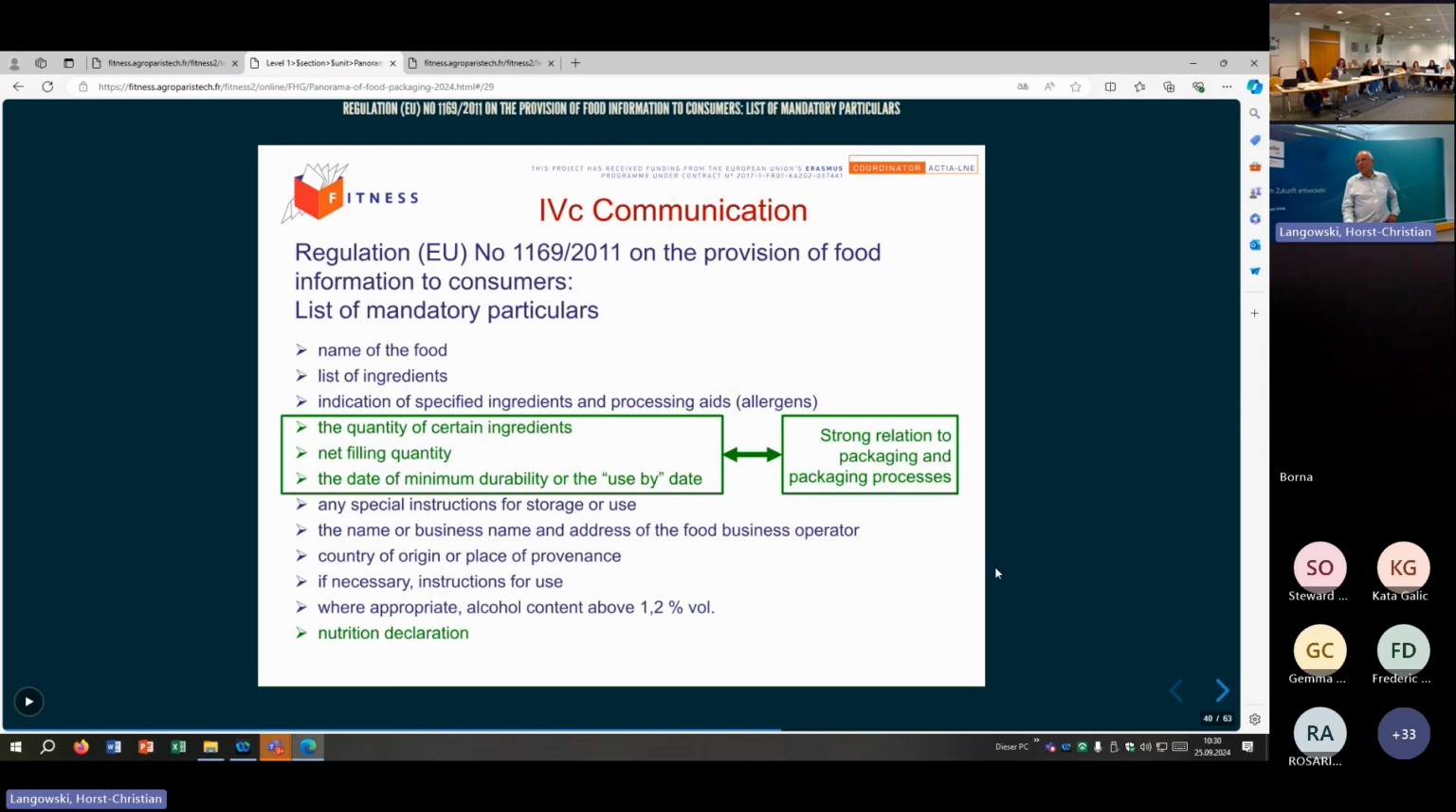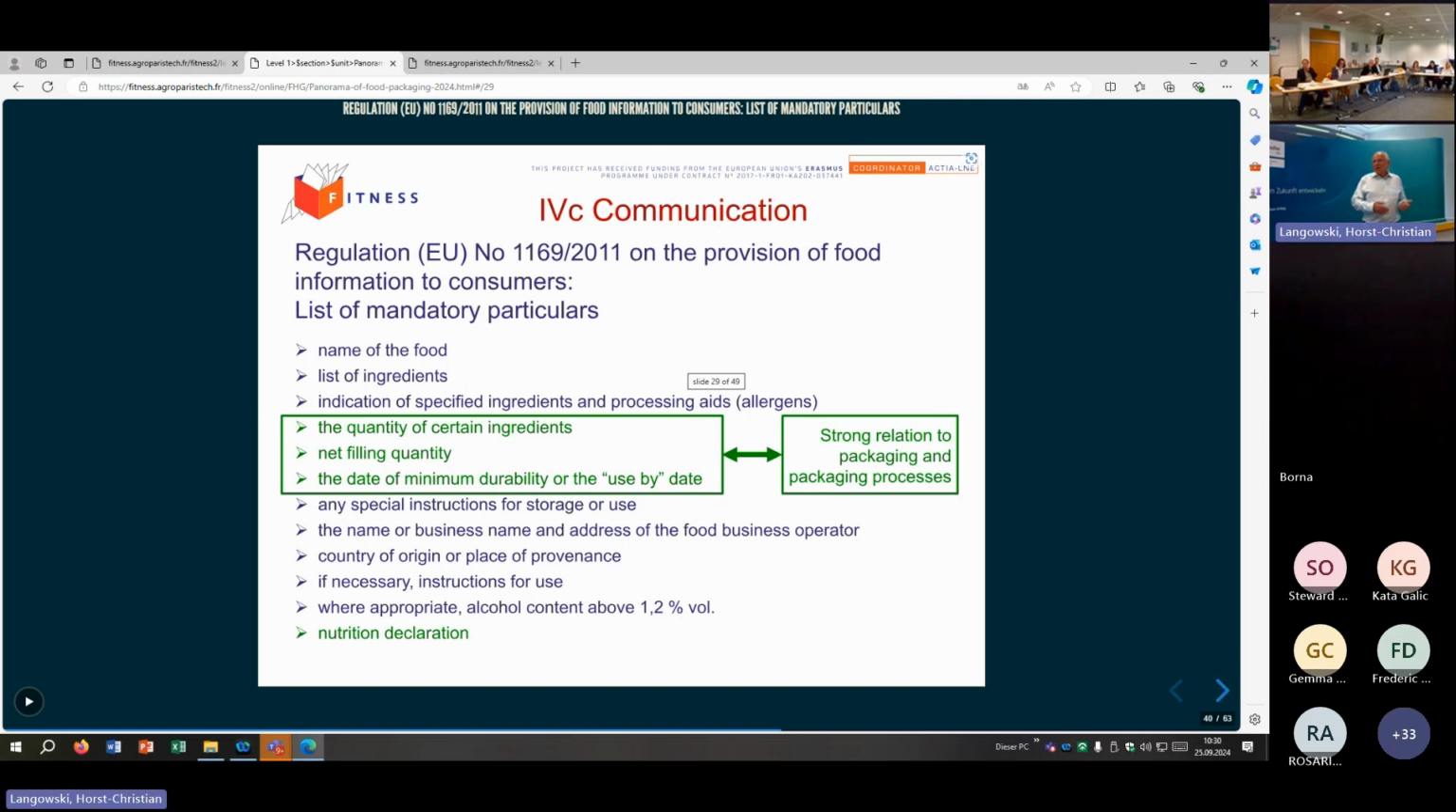Then we have the communication element. And the communication, especially in Europe, is strongly regulated. You have a lot of so-called, interesting word, mandatory particulars. This is something everyone has to write on a package. This is not packaging related, but the quantity, for instance, is related to the packaging itself. For instance, if you have a liquid product, the water may permeate outside, and after a certain time, you have less contents after a waiting time.